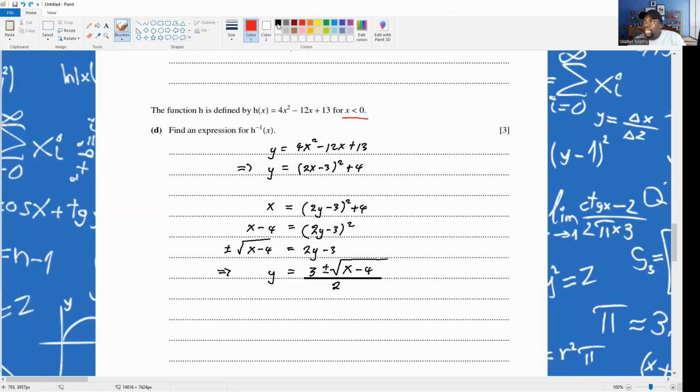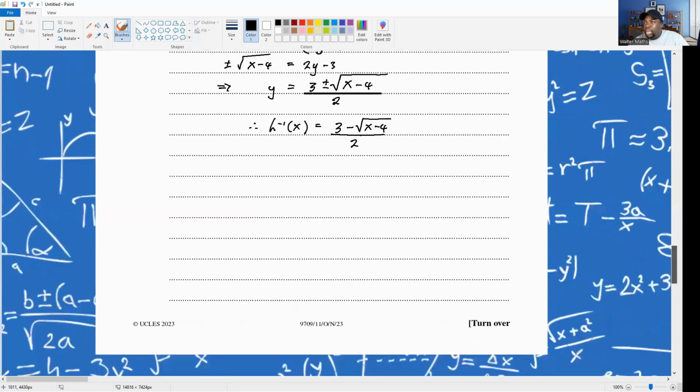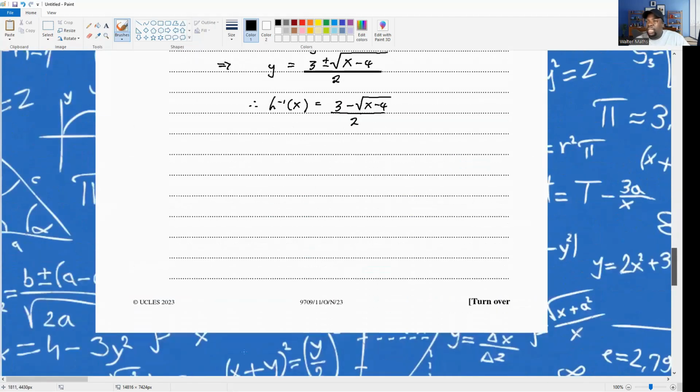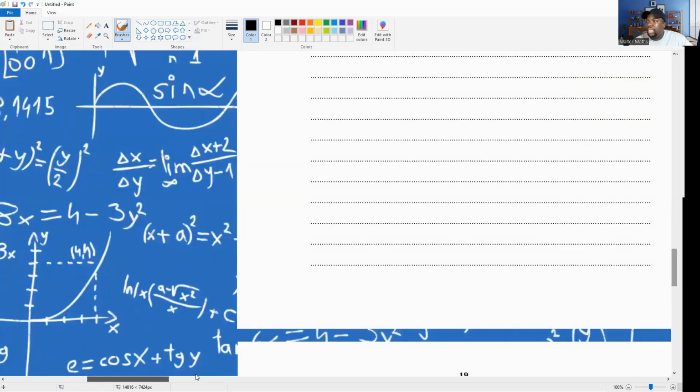So basically, it's quite clear, therefore, that h inverse of x should be 3 minus the square root of x minus 4, and it's all over 2. That's how we can get a function that is less than 0. You really need to understand that, and it's quite important that you do. So that's how we do it for part D. Let's move on to the next question.